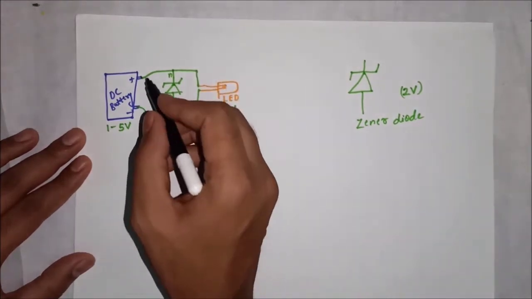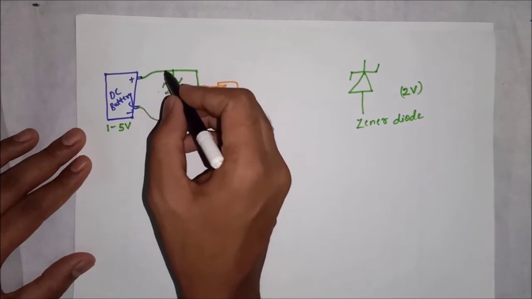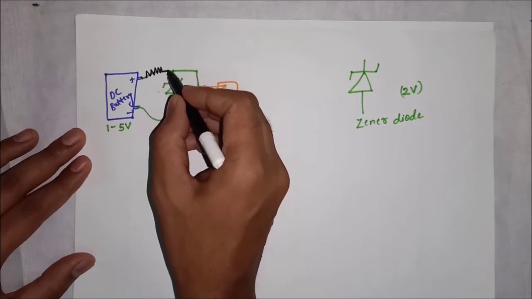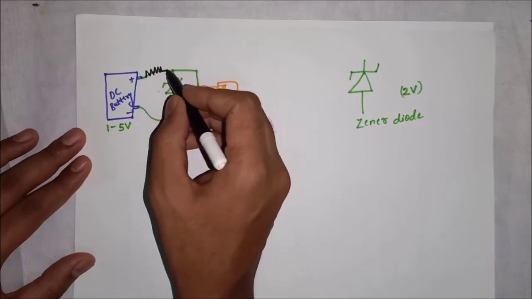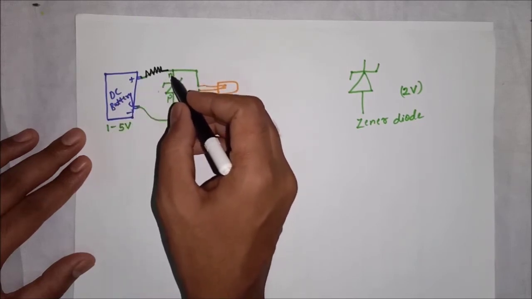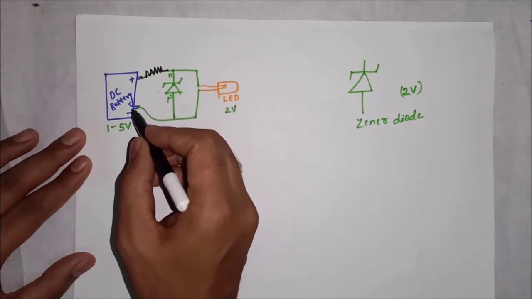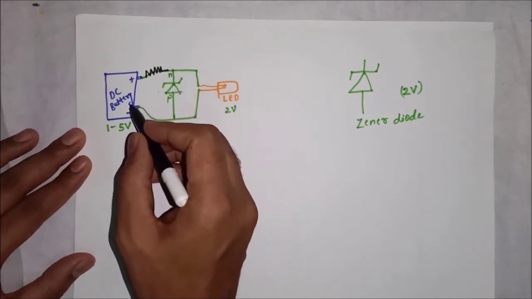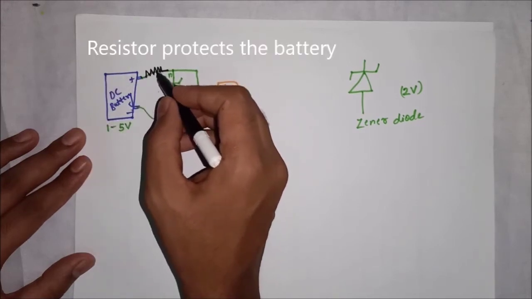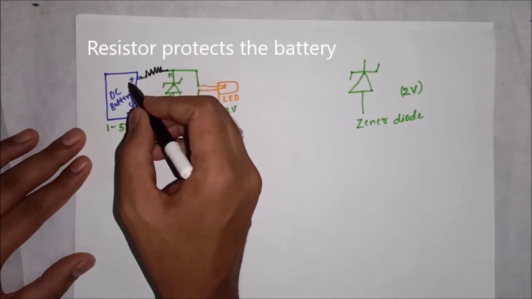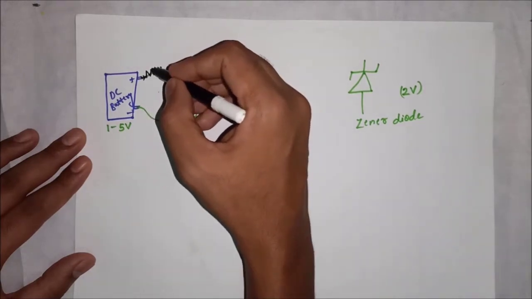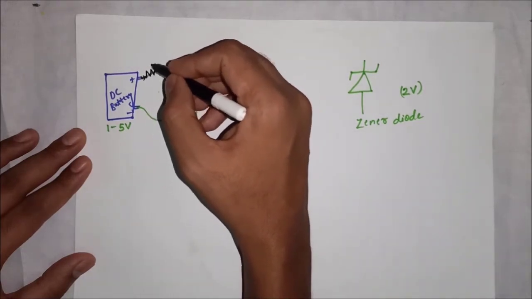But wait, if you use it directly without the resistor, I have to use the resistor in the path of the current. If I do not use it, what happens? If the high current comes, the diode allows the current and the battery may be damaged. So I have to use the resistor here. If the voltage increases in a battery, the current also increases, and the resistor protects it.